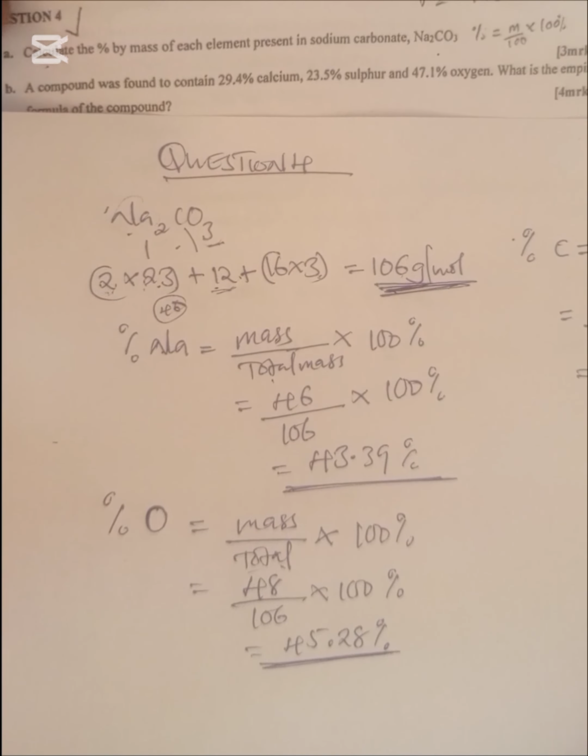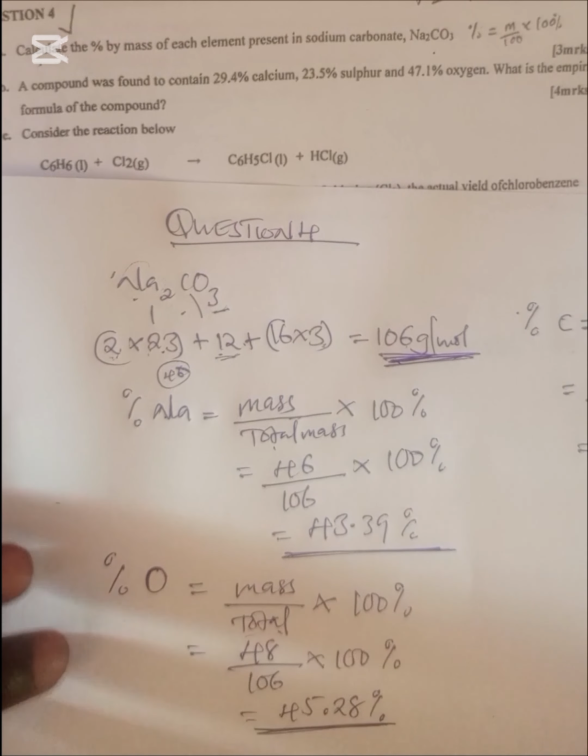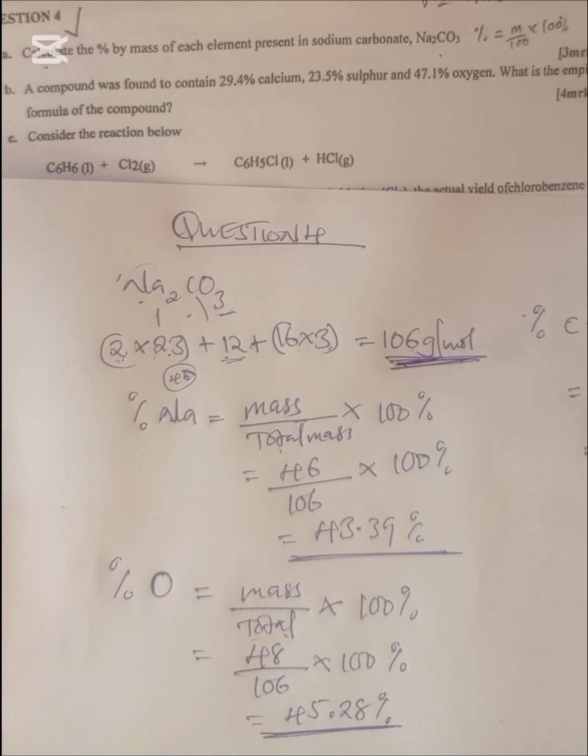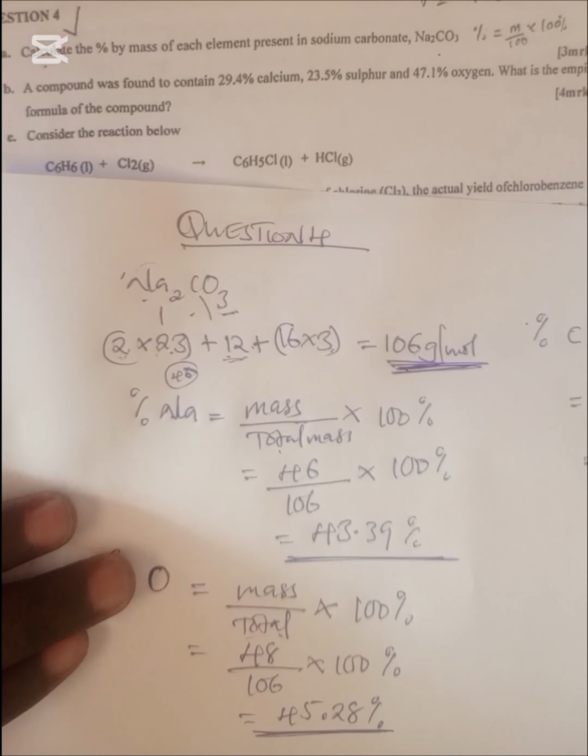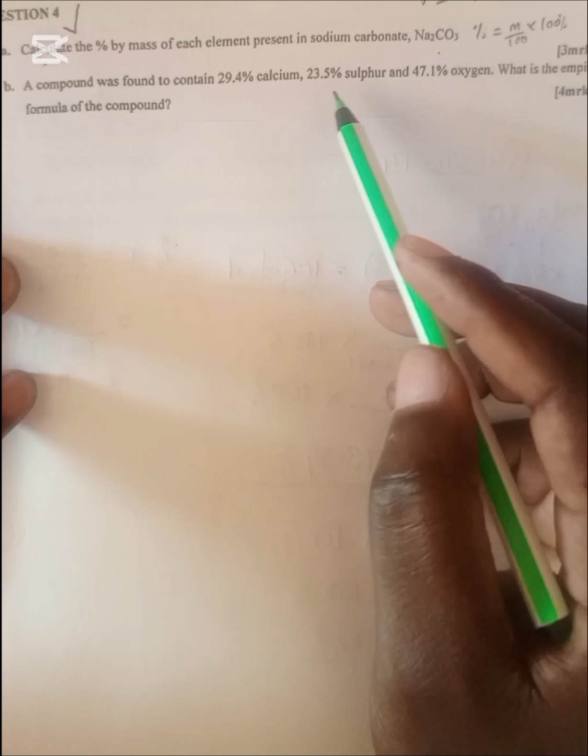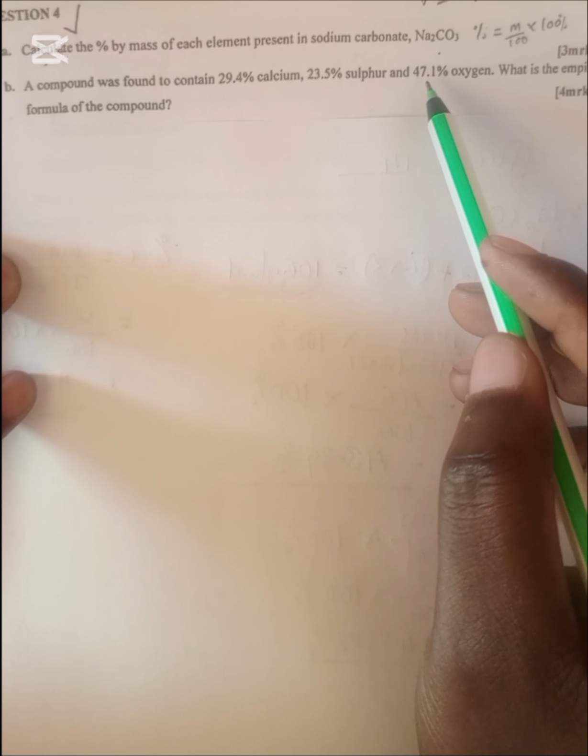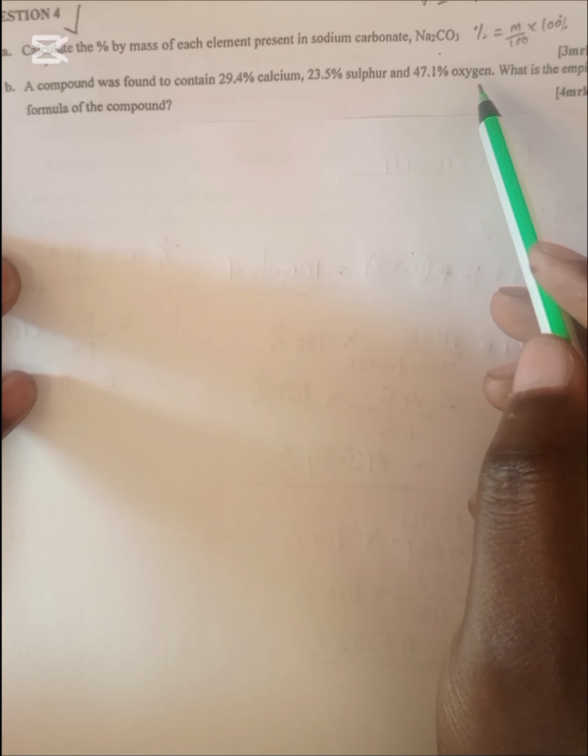And the other question is B. B is saying a compound was found to contain 24% calcium, 23.5% sulfur, and 47.1% oxygen. What is the empirical formula for the compound?